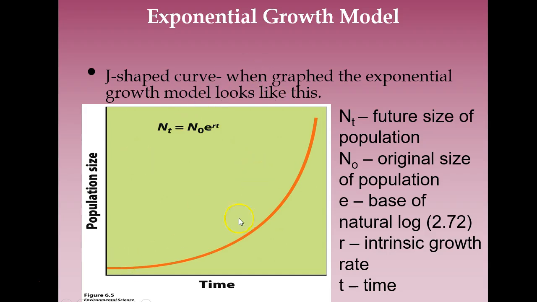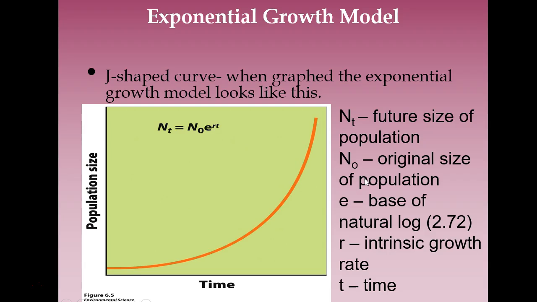So intrinsic growth rate gives us an idea of what it could potentially be. We have this formula here that creates this J-shaped exponential growth model. And it's Nt equals N0 times e to the rt power. So what do all of those things mean? Well, Nt is going to be our future population size, basically what we're trying to figure out. N0 is the original size of the population at a particular time.